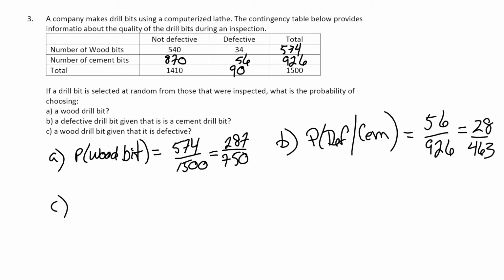Part C, what is the probability of a wood drill bit given that it is defective? So we can look at just the defective column, and the defective total will give us our denominator. And now we just need the numerator, and we're looking for the wood drill bits. So it's 34 out of 90, which we can also reduce down to 17 out of 45.